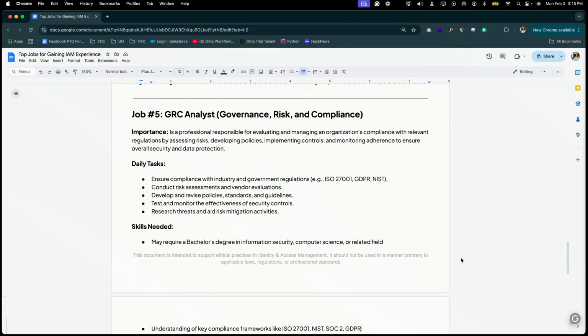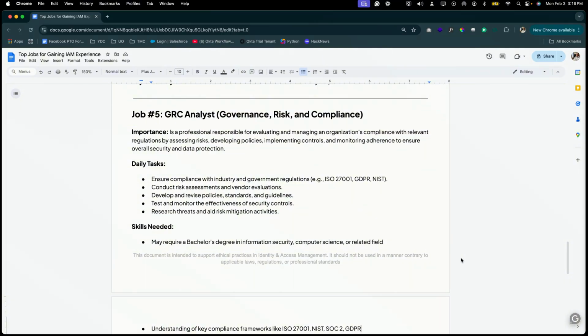Now, the daily task for a GRC analyst consists of ensuring compliance with industry and government regulations like ISO 27001, GDPR, NIST, PCI DSS, HIPAA, and more. They also conduct risk assessments and vendor evaluations. They develop and revise policies and standards and guidelines. They test and monitor the effectiveness of security controls and research threats and aid risk mitigation activities.